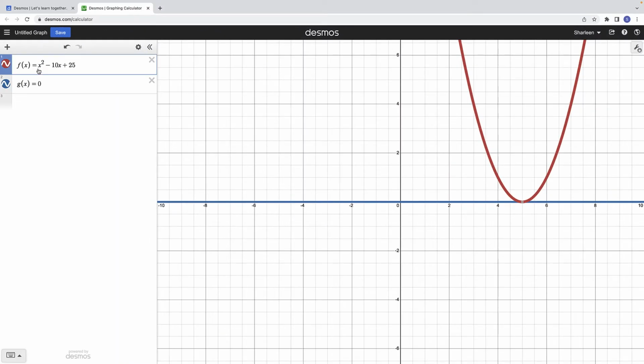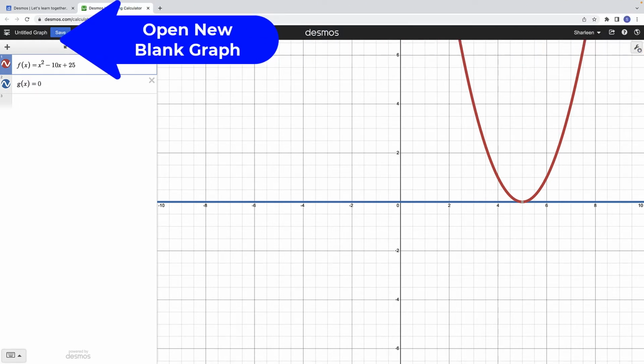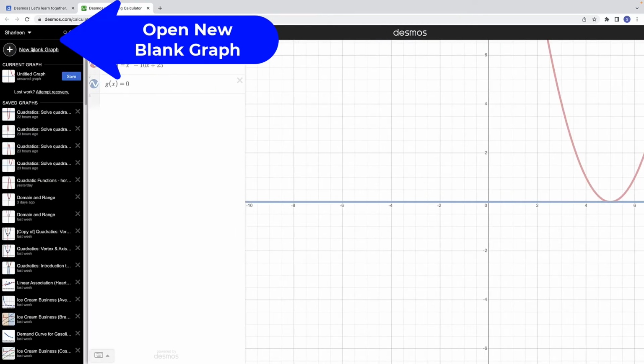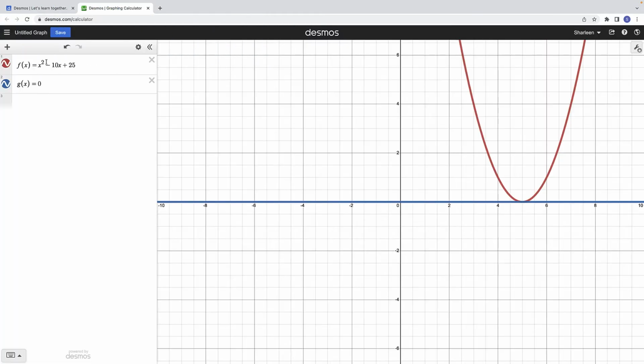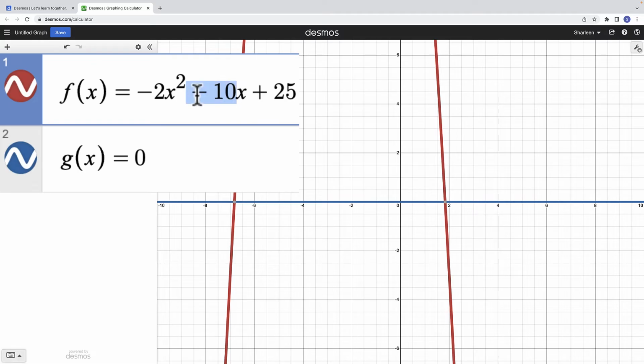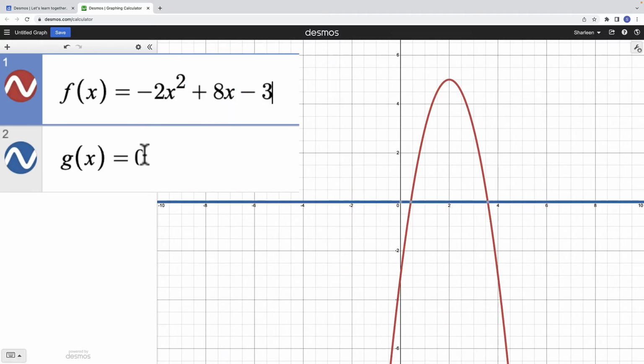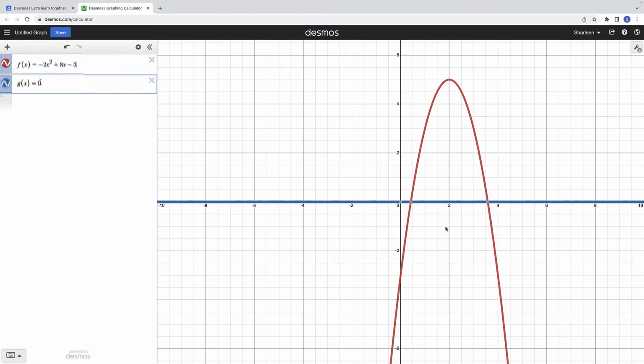To enter these functions, you can just simply edit the f of x and g of x functions that you entered before. If you'd like to make a new graph, press on the three lines toward the upper left-hand side and select New Blank Graph. I'll go ahead and edit these two functions. I've edited f of x and g of x to be the two functions for the left and right-hand side of the second example. It looks like these two functions intersect at two different points.